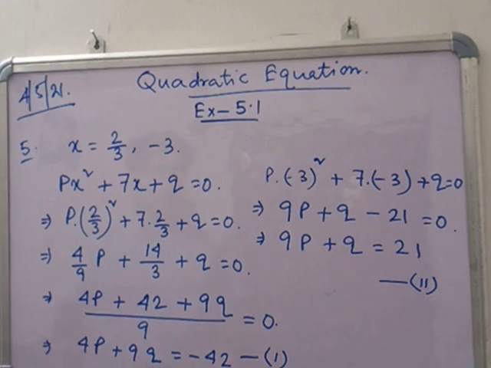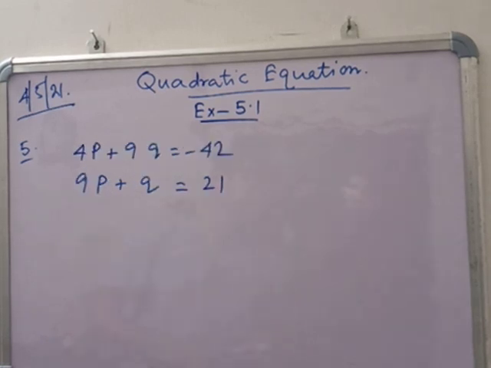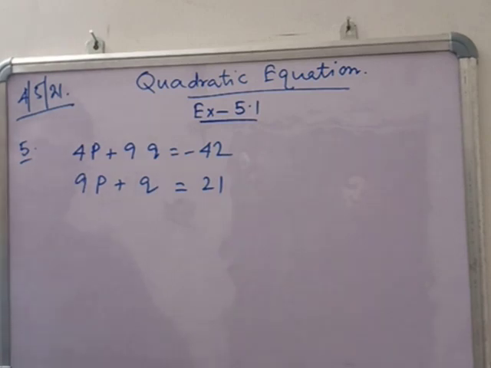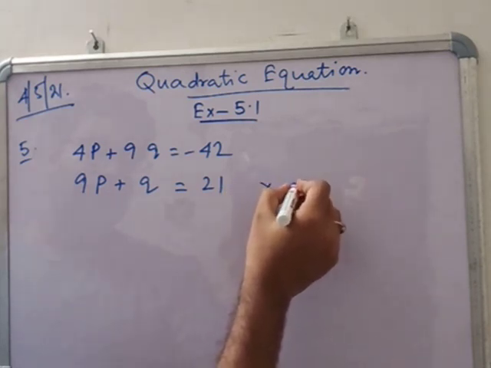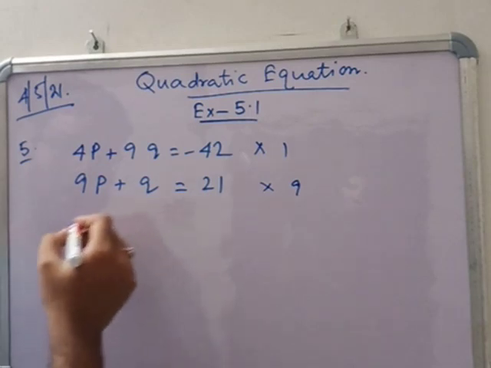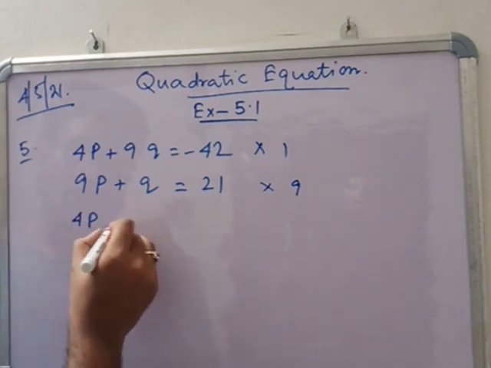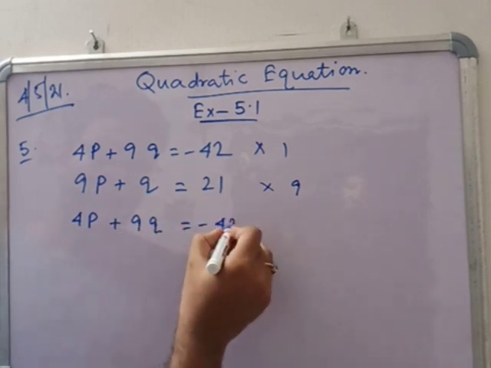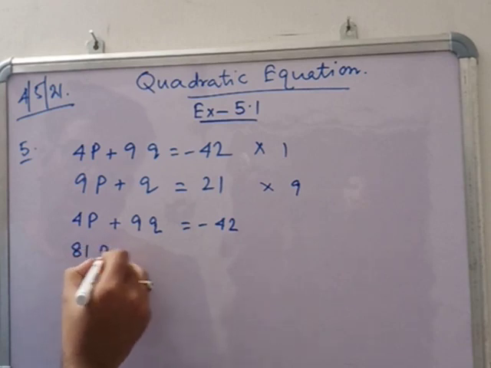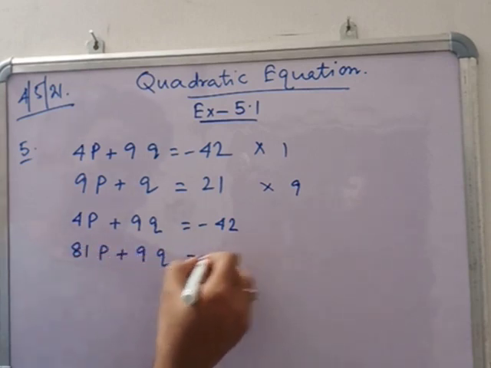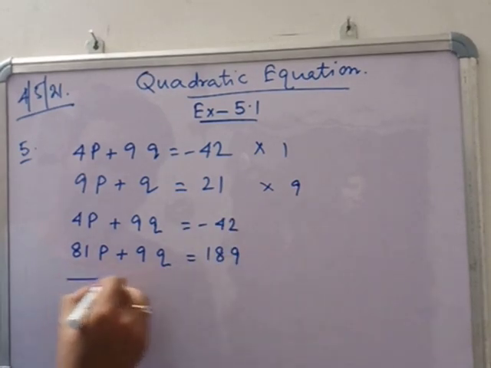Now you have to solve these 1 and 2 by any method. Previously in class 9 we discussed so many methods: elimination, cross multiplication, substitution. So one of them we have to use to solve the equations. Now do it. Now we are solving this by elimination method. That means if we multiply this by 9 and this by 1, we get 4p plus 9q equals minus 42 and 81p plus 9q equals 189. Now subtraction.